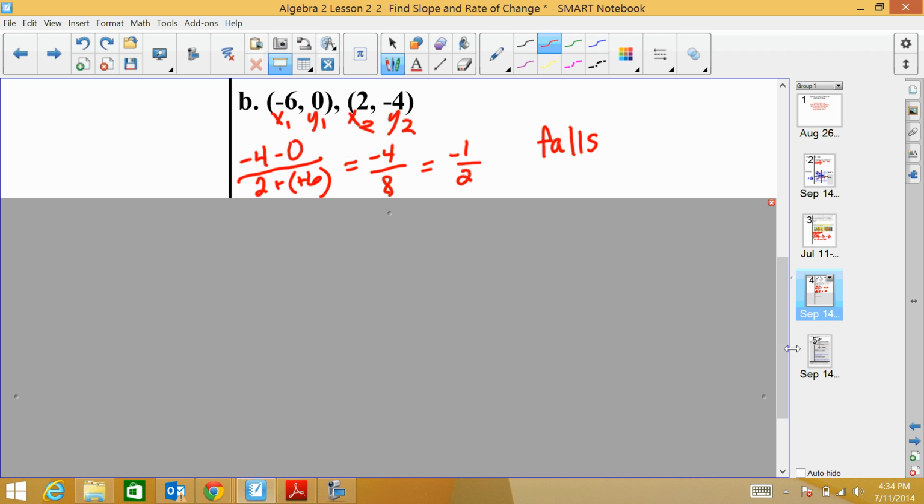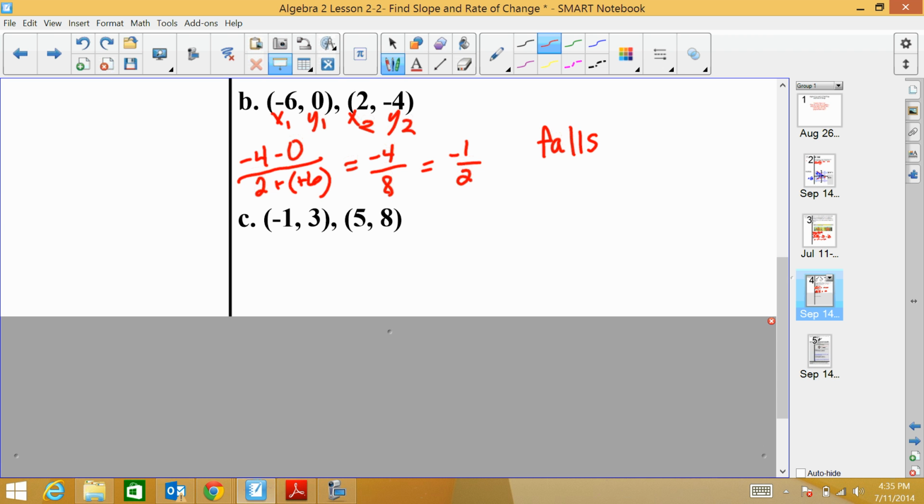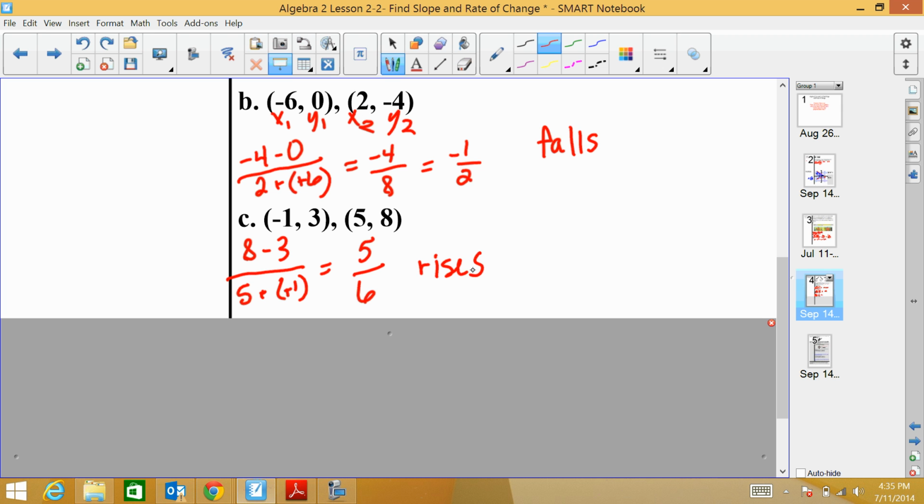All right, let's try some other examples. All right, so you guys are probably getting the hang of it now. We would take 8 minus 3 over 5 minus negative 1, which turns into addition. So we have 5 over 6, which is positive, so this one rises.